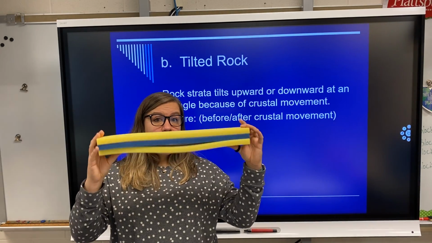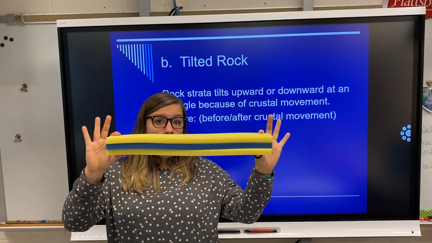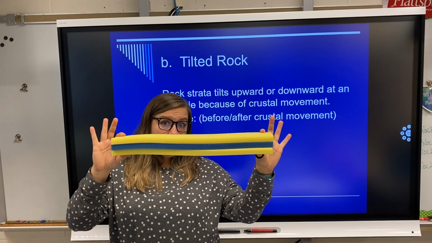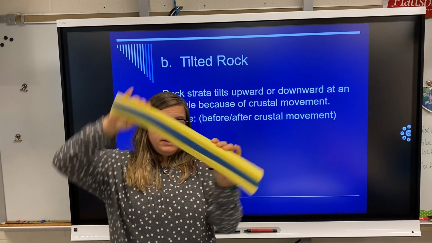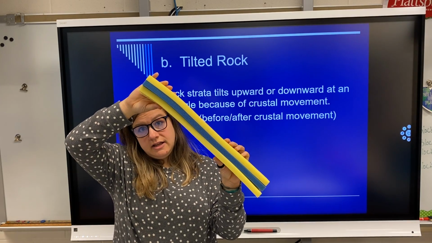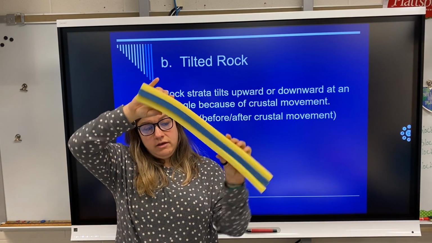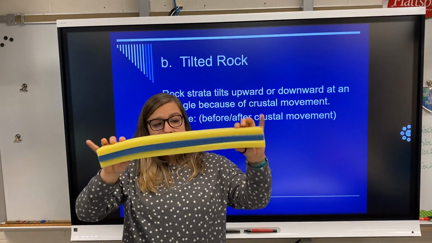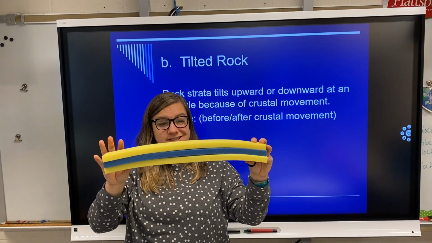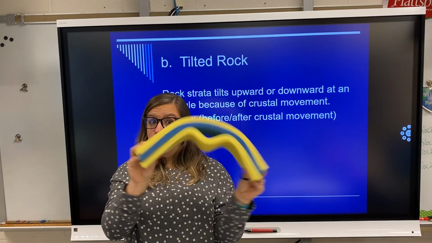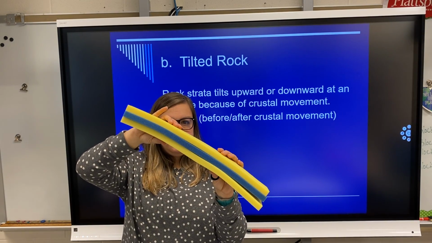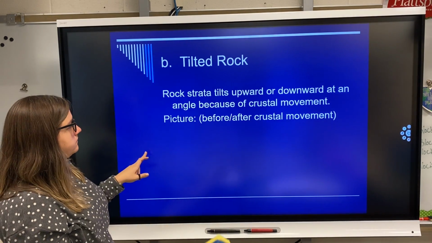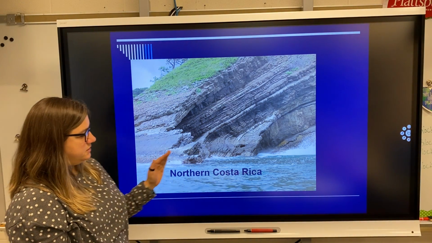So your before picture will be horizontal like this again, okay? But the tilted part is still going to be horizontal, it's just going to be twisted at an angle. You can do it either way, it doesn't matter. Basically those lateral forces caused it to not bend nicely like this foam does, but to break and be at an angle like this. Okay?